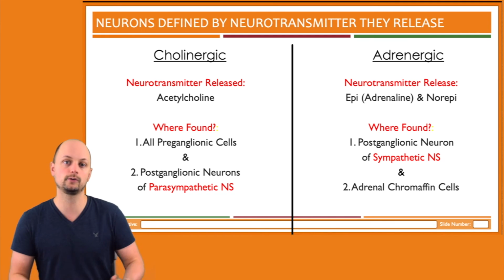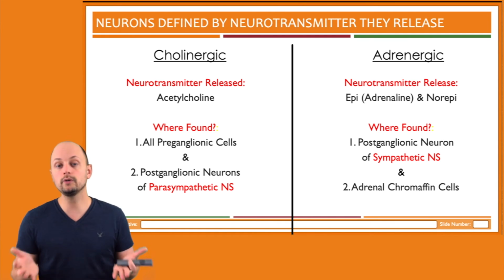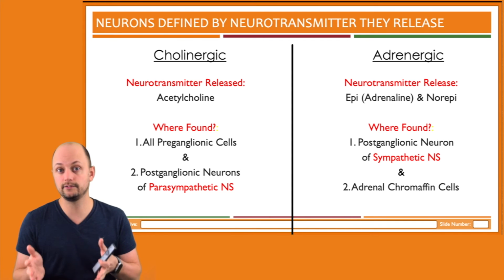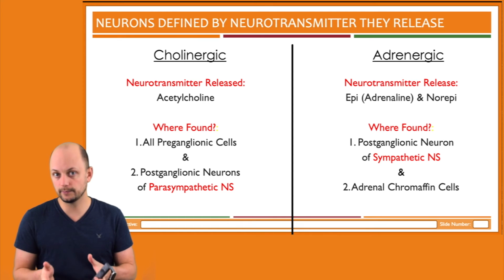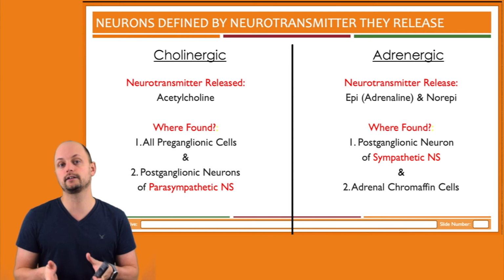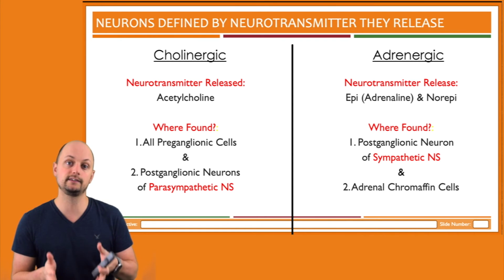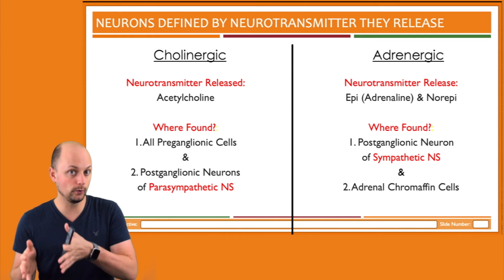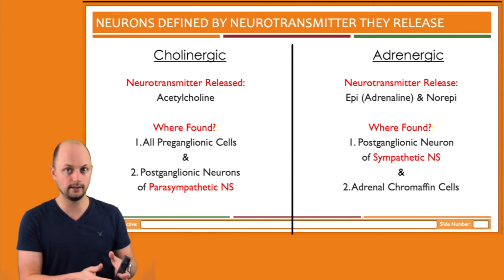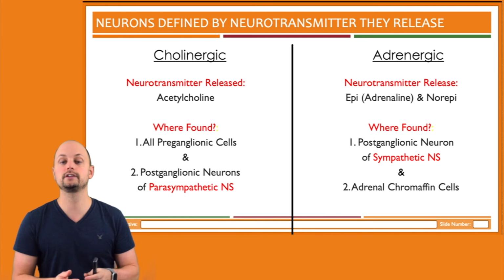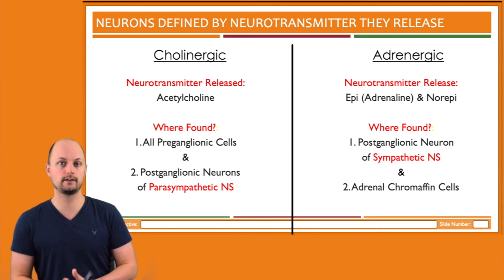They all have acetylcholine. But importantly, the parasympathetic division is entirely cholinergic. So in the parasympathetic division, the postganglionic neurons also release acetylcholine, but that acetylcholine gets released onto the target tissues that they're regulating. The parasympathetic division is entirely cholinergic.